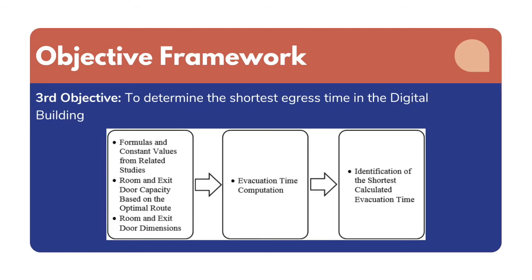Next objective is to determine the shortest egress time in the digital building. So the framework shows that the formulas and constant values from related studies and data from the optimal routes, such as room and exit door capacity, were used to compute the evacuation time for each exit door. Another parameter in computing the evacuation time was the room and exit door dimensions, which specifically needed for the travel time of occupants within an area. Both models obtained different total evacuation time for every exit, and from this, we already identified the shortest evacuation time by comparing the result of the two models.